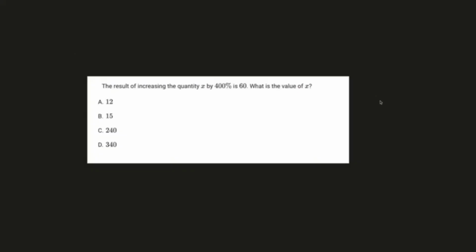So this is a very common percent problem that you might get on your exam. So it says the result of increasing the quantity x by 400% is 60. What is the value of x?